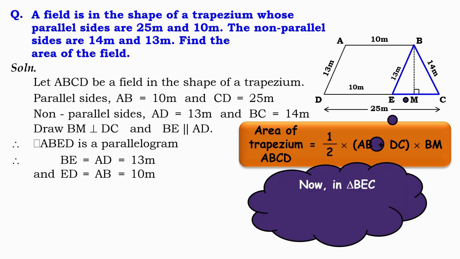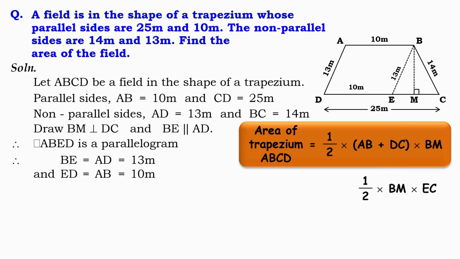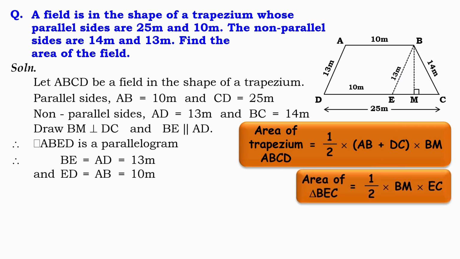Now in triangle BEC, BM is the height and EC is the base over here. So now we need to find the area of triangle BEC. That is equal to half into BM into EC. Right? So this is what we got.